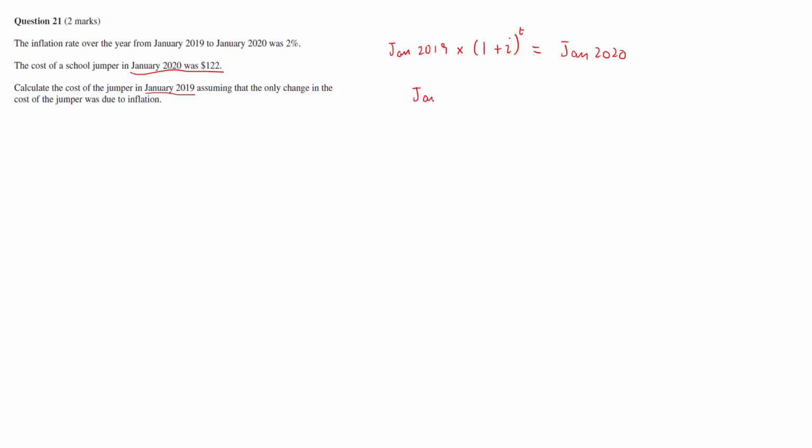So let's plug in the values. The inflation rate is 2%, 0.02, time is 1 year from January 19 to January 20, and the value at January 2020 is 122, right? So the price at January 2019 would be equal to 122 divided by 1.02, which would be equal to $119.61.